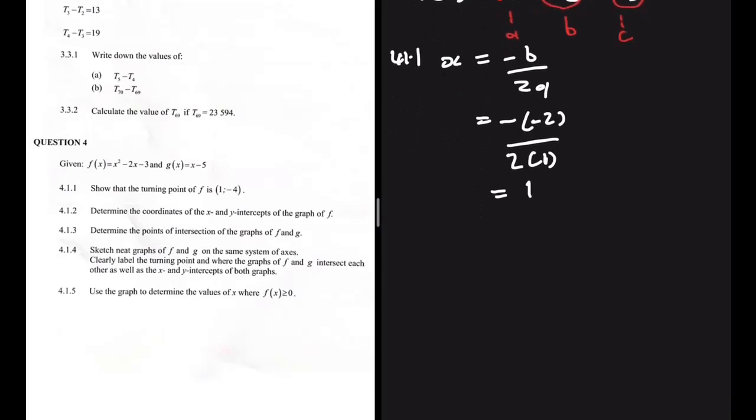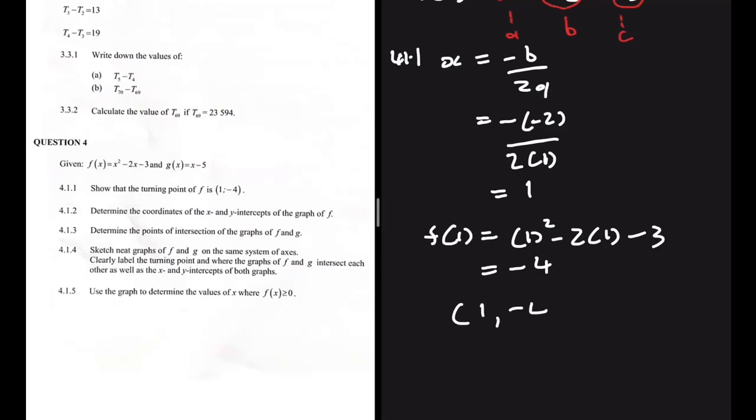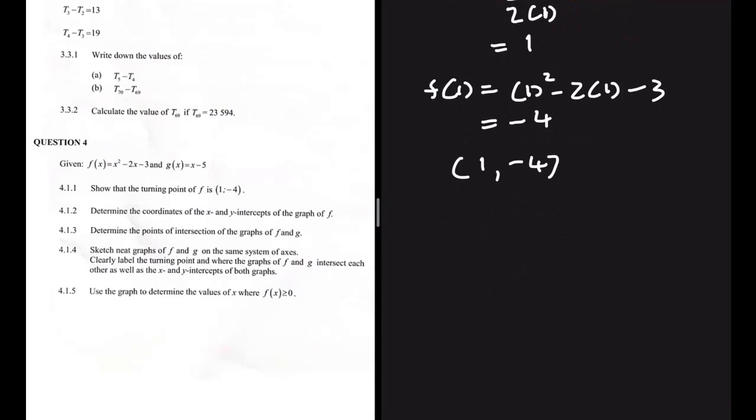Now to find the y value, we're going to say f of 1. We substitute in 1 into f of x. We're going to get 1 squared minus 2 multiplied by 1 minus 3. So 1 squared is 1, minus 2, that is minus 1, minus 3, we have minus 4. And as you can see, we have shown that the turning point is at x equals 1 and y equals minus 4. Let's move to the following question.